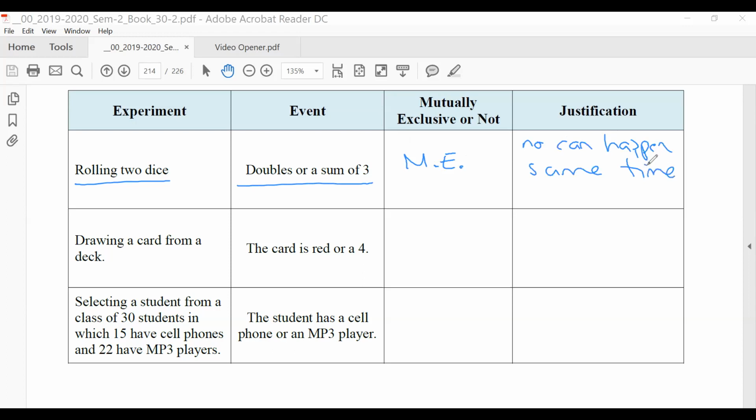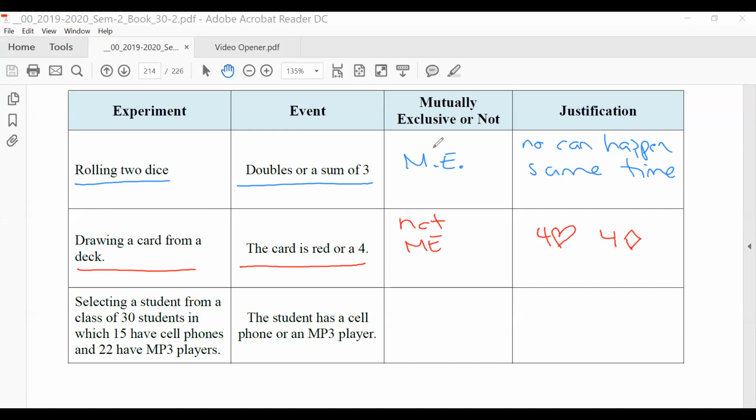Okay, what I want you to do is hit pause and check out the next two. I want you to tell me, do you think these are mutually exclusive or not? I'll see you in a minute. Okay, amigos, you're back. You tried these. Let's see how you did. Drawing a card from a deck. Card is red or 4. Well, that should be not mutually exclusive. Why? Well, they call it the 4 of hearts or the 4 of diamonds. So if it's not mutually exclusive, you should be able to give me an example of why it's not. Where's the overlap?